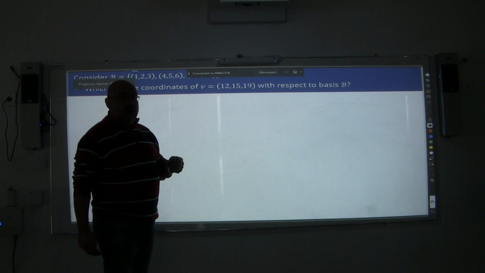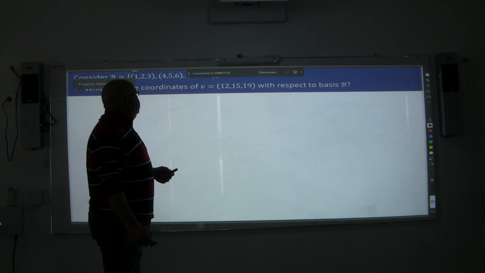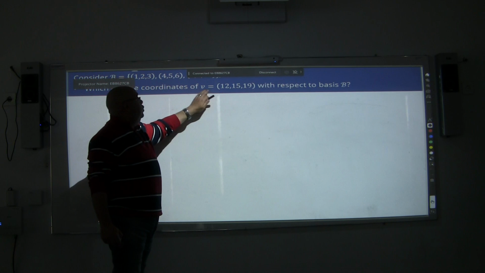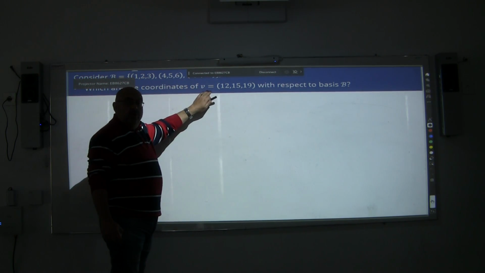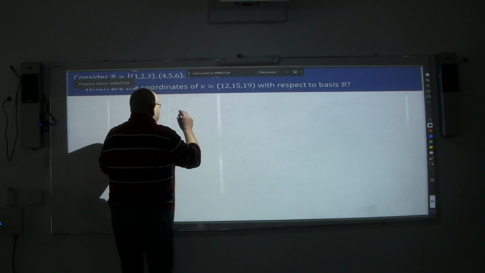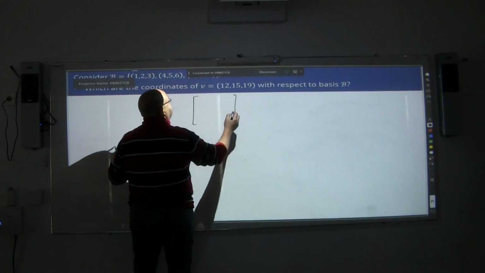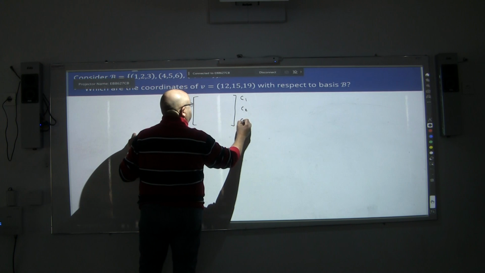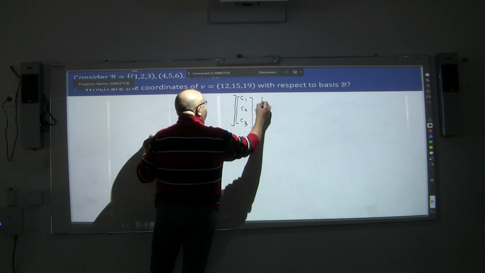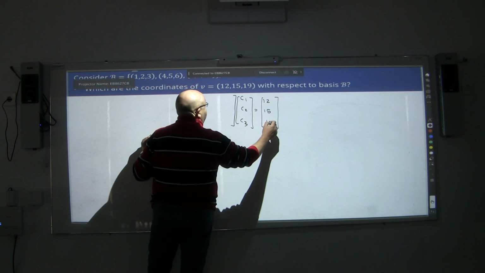So once more, I need to find the coefficients C1, C2, C3, that using them with those vectors with this basis will develop that vector, which is once more on a matrix form. I will write it also. I want to stress on this fact that this is the A matrix, and now I'm looking for the coordinates. So C1, C2, C3, that's the column matrix that I want to have, and the vector is already here, which is 12, 15, and 19.